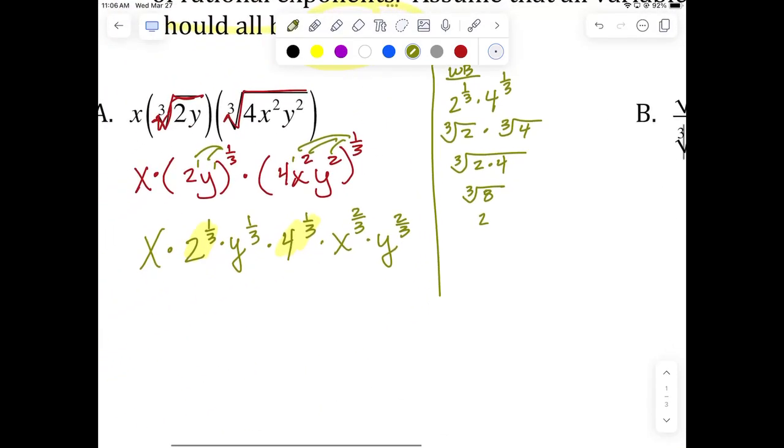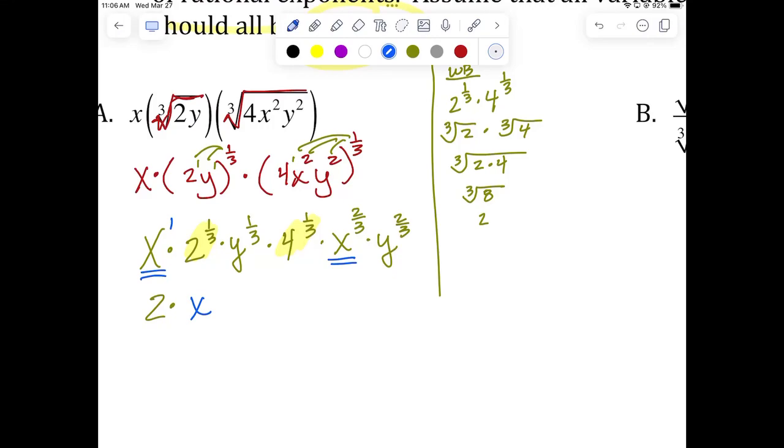So the numbers are done. I got a 2. There's the numbers. All right, let's focus on the x's now. I have x to the first times x to the 2/3. Are those bases the same? X and x, are those bases the same? Yeah, so what do I do with their exponents?